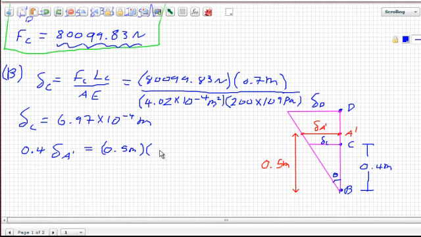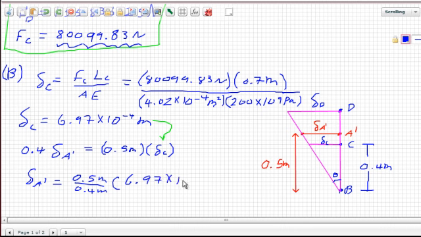Multiplied by delta C, or that side of the triangle. Now I've already figured out what delta C is, so I'm just gonna go ahead and plug in delta C into here, and what I'm gonna get is delta A prime is equal to 0.5 meters divided by 0.4 meters multiplied by delta C, which is 6.97 times 10 to the power of -4 meters.